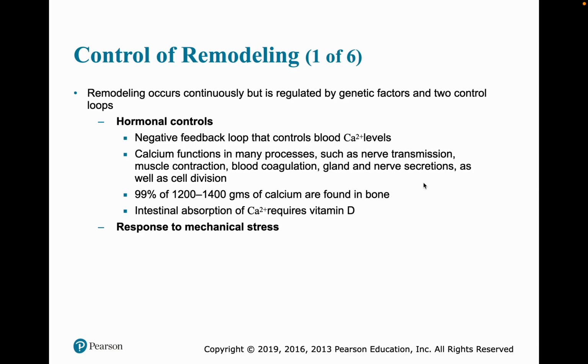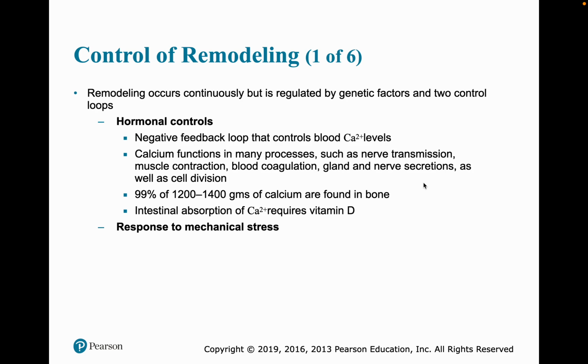Controlling remodeling, even though it's going on all the time, is regulated by genetic factors and a couple of control loops. So the hormonal controls would be a negative feedback loop that's going to help to control calcium levels in the blood. Calcium has many important functions in the body aside from forming bone, things that are immediately dangerous to our survival, like nerve transmission, muscle contraction, blood coagulation, nerve gland secretion, cell division. But about 99% of our calcium is found in our bones.